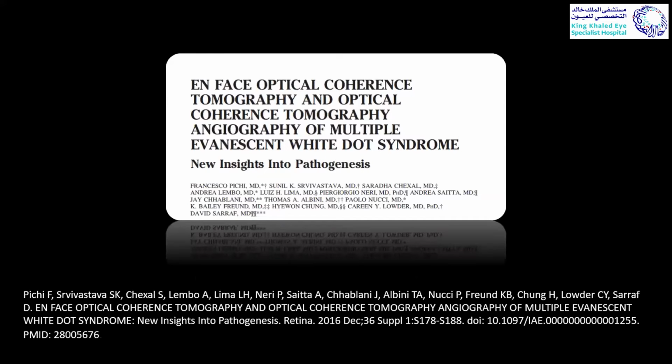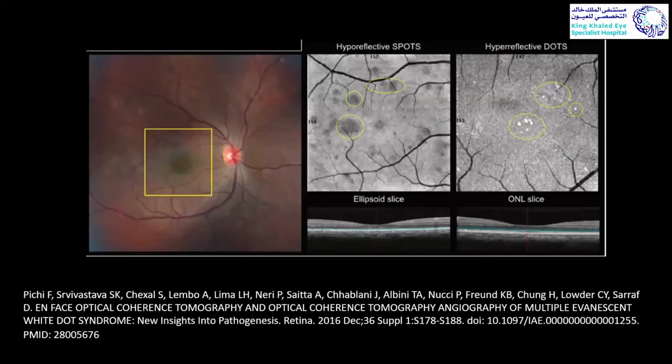Recently, in 2016, Francisco Picchi, a uveitis specialist working at Cleveland Clinic Abu Dhabi, published his first paper regarding the angio-OCT in MEWDS patients. And he discovered that those patients don't have choriocapillaris involvement. The disease is localized only at the photoreceptor layer, as you can see in the top picture to the right. He demonstrated these hyporeflective spots and hyperreflective dots at the ellipsoid zone and the outer nuclear layer.